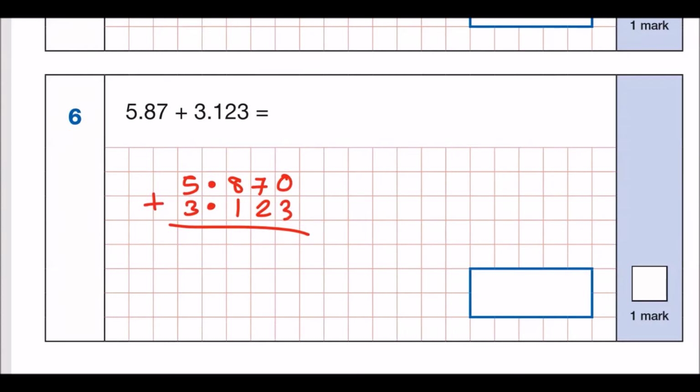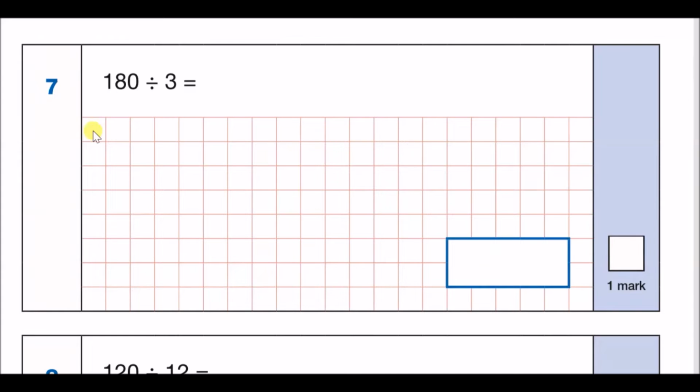And plussing, again, start from the right side and add across. So we're going to do 0 plus 3 is 3. 7 plus 2 is 9. 8 plus 1 is 9. Point. Oh yeah, when you add them up, you just put point. 5 plus 3 is 8. And that's it. 8.993. So they want us to work out 180 divided by 3.